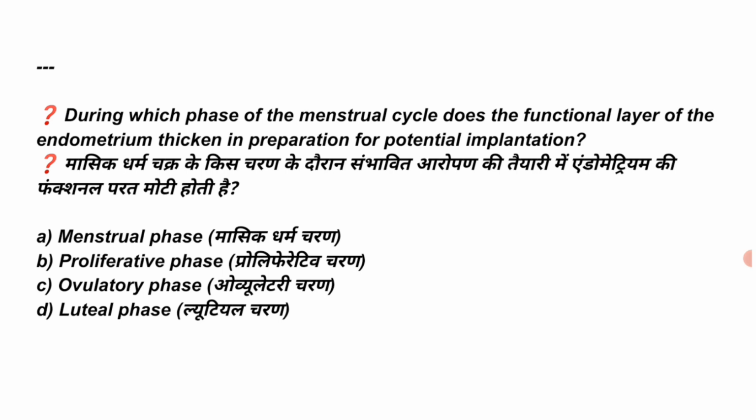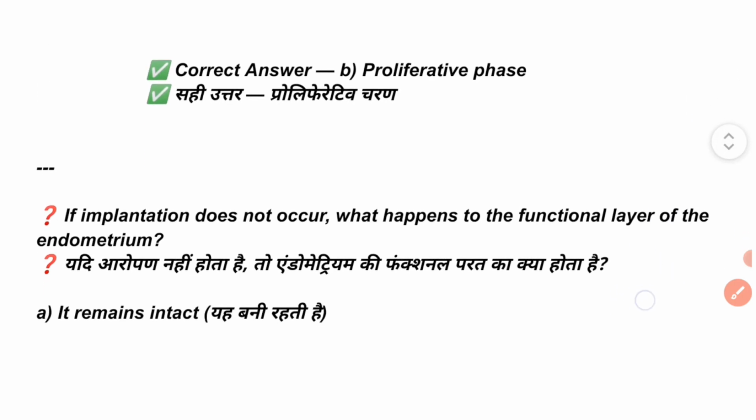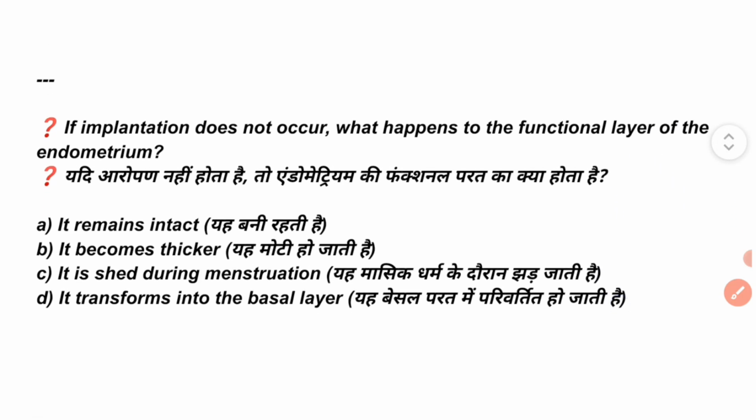The right answer is option B, proliferative phase. Next question. If implantation does not occur, what happens to the functional layer of the endometrium? The right answer is option C, it is shed during menstruation.